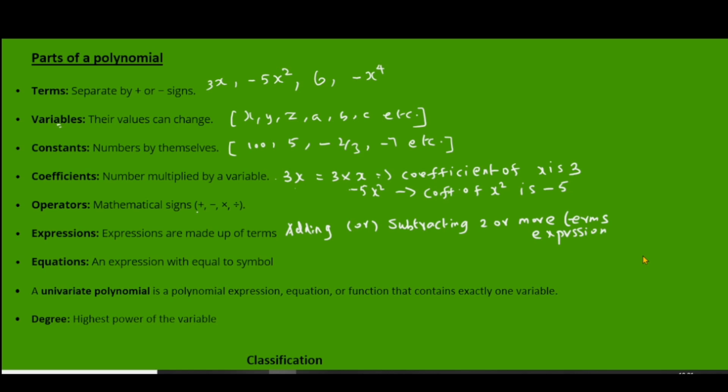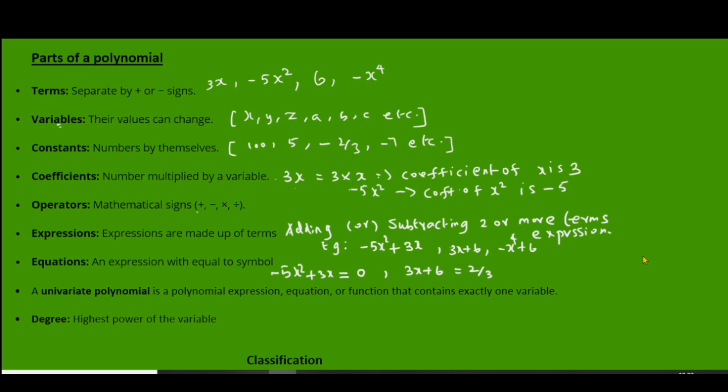For example, an expression can be written as: if I combine them, minus 5x squared plus 3x is one expression, or else minus 3x plus 6 is another expression, or minus x power 4 plus 6 is another expression. Like that we can write an expression. With an equal to sign, for example, minus x squared plus 3x equal to 0, or equal to any number, 3x plus 6 is equal to 2 by 3. Like that, if you write anything with the equal to sign, that is called an equation.